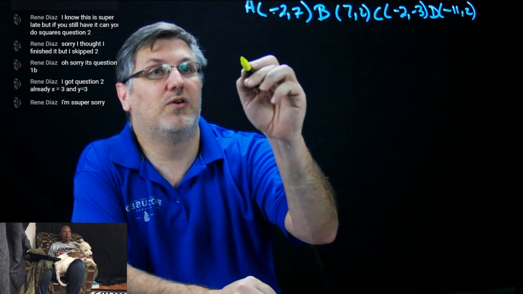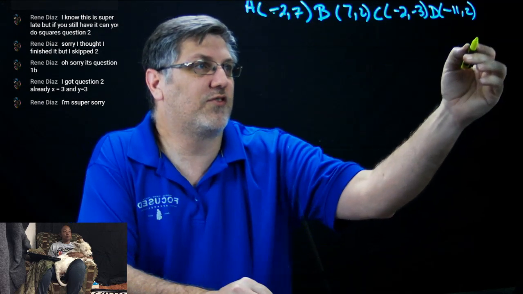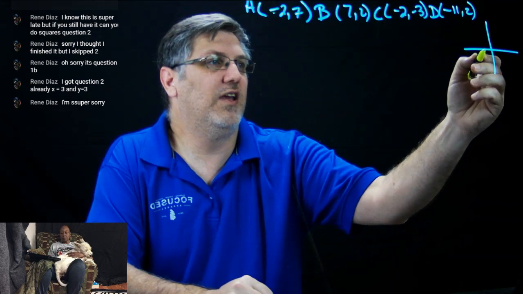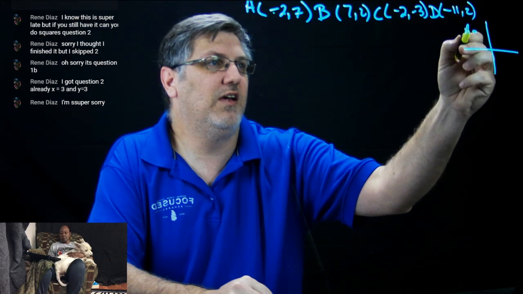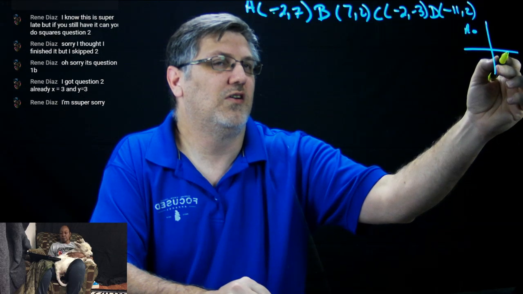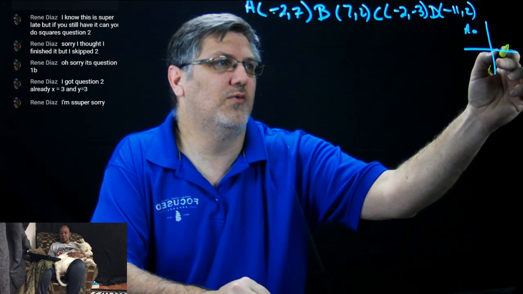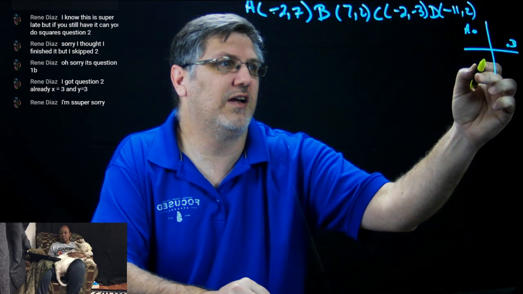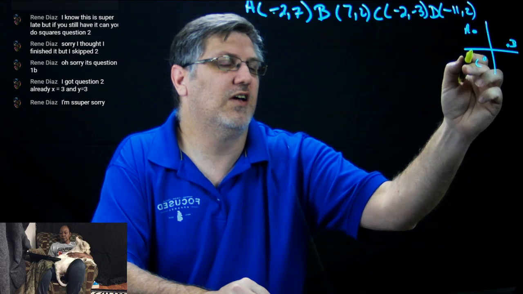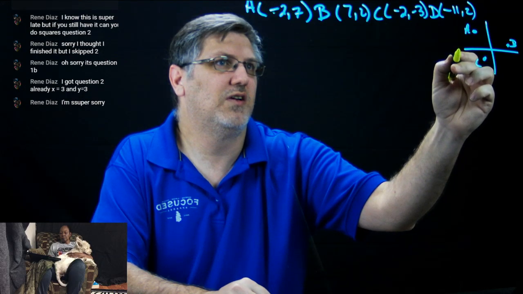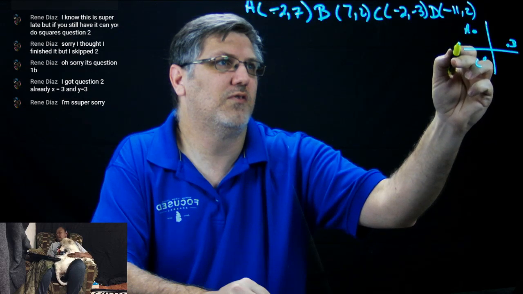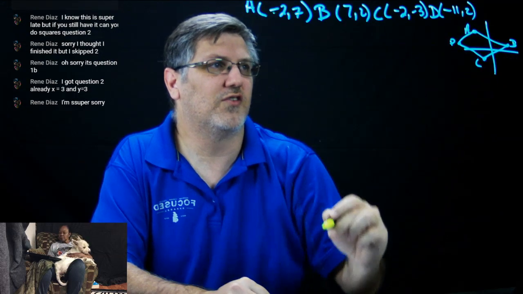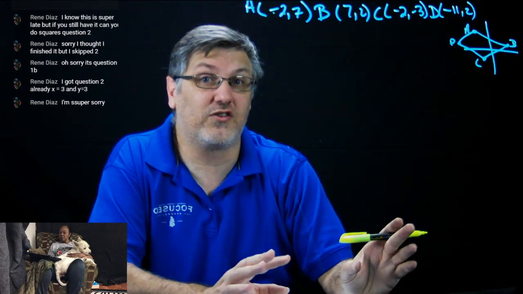All right, so what I need to do is let's do a rough sketch. And I've got -2, 7. This is going to be A. 7, 2, this is going to be B. -2, -3, this is C, and then -11 and 2. This is D. So we'll sketch it out. Of course, this is not to scale. This just gives me an idea of what sides go together.